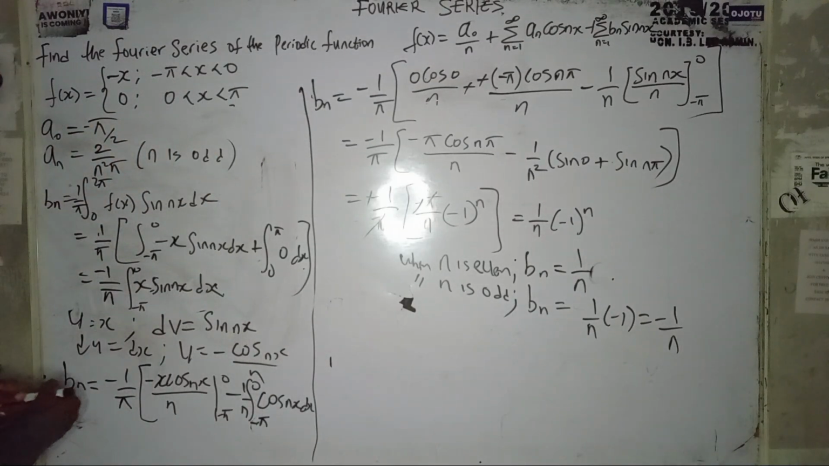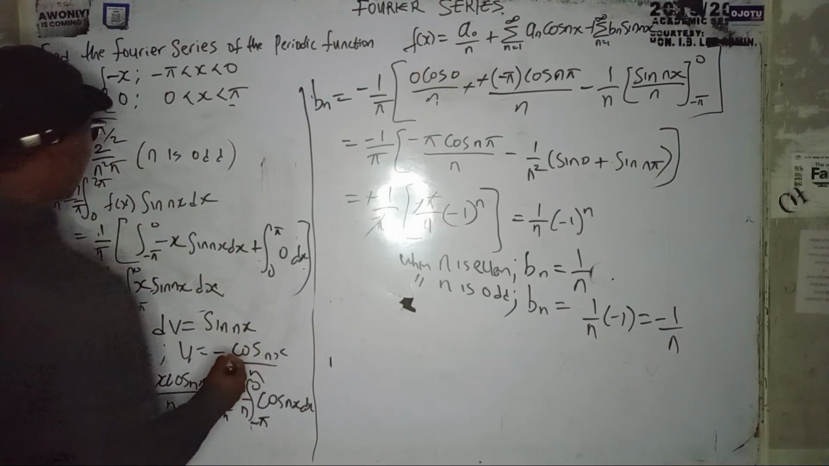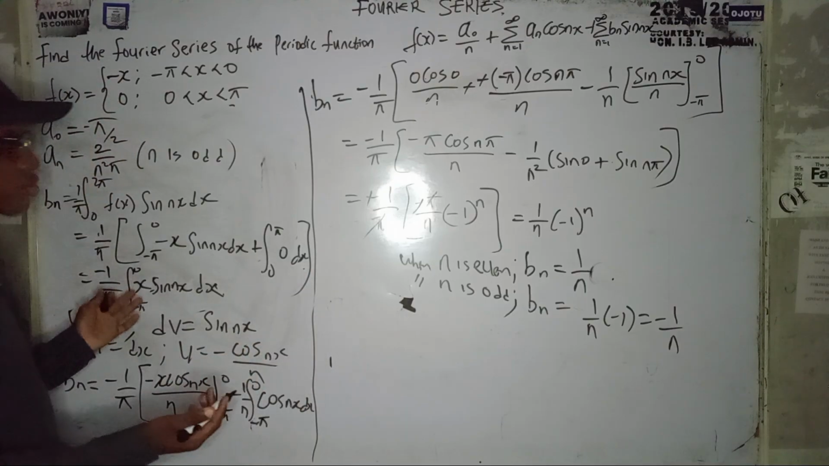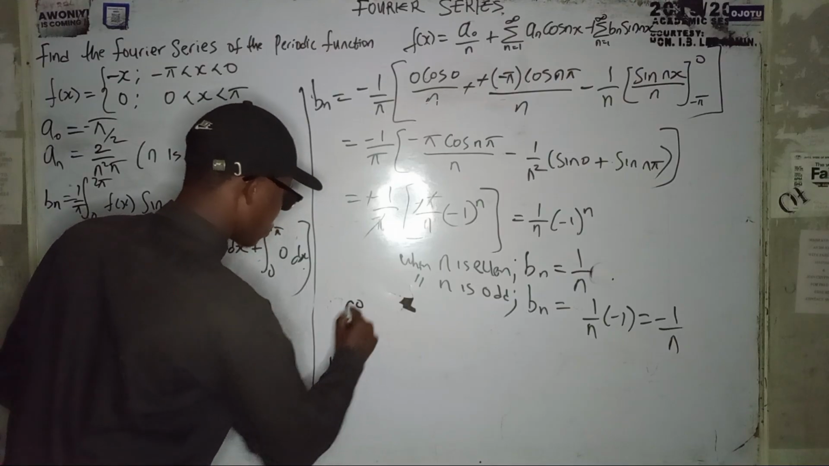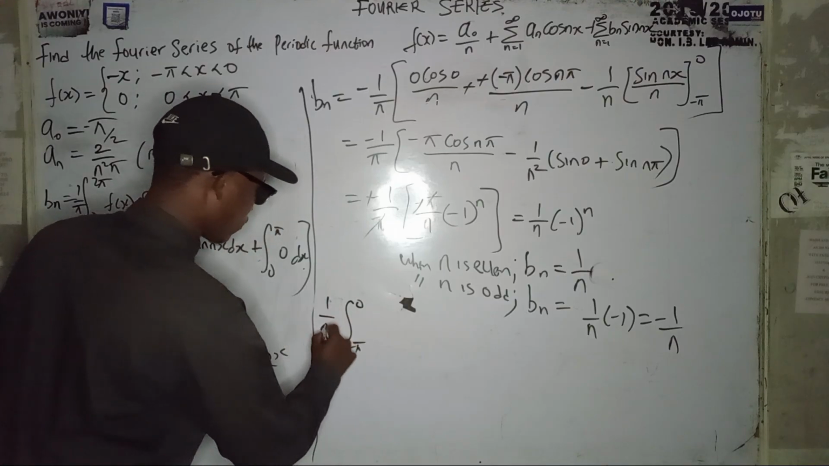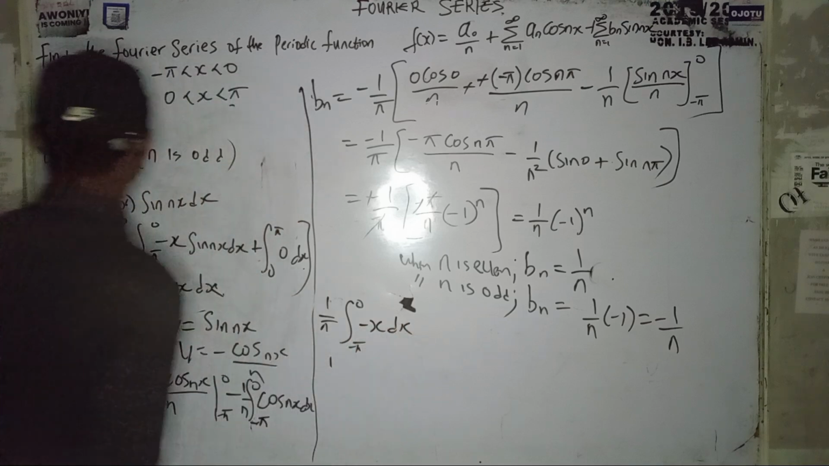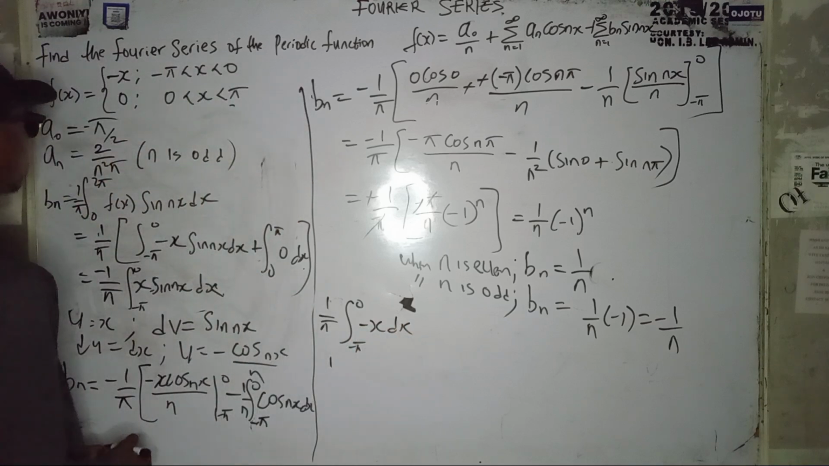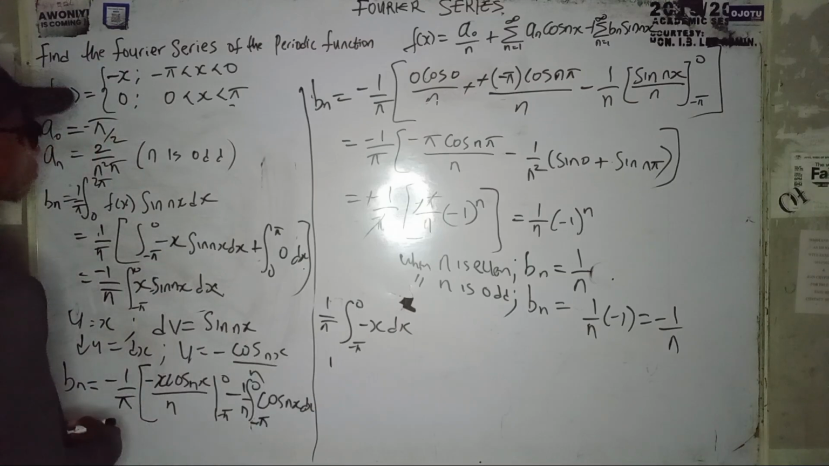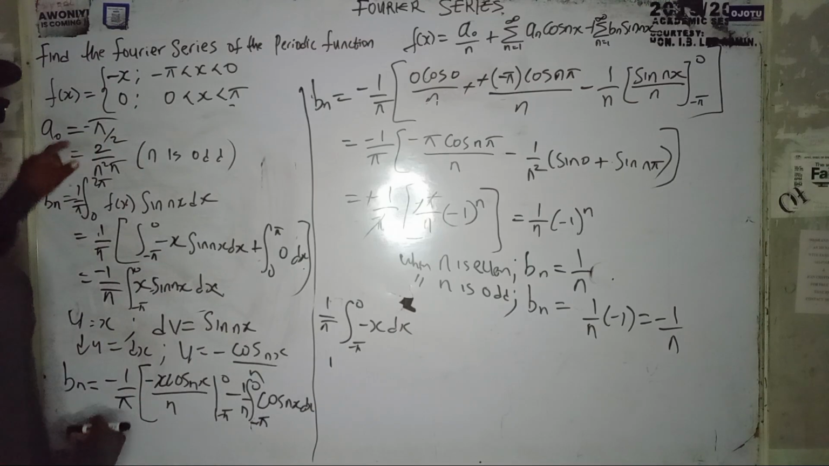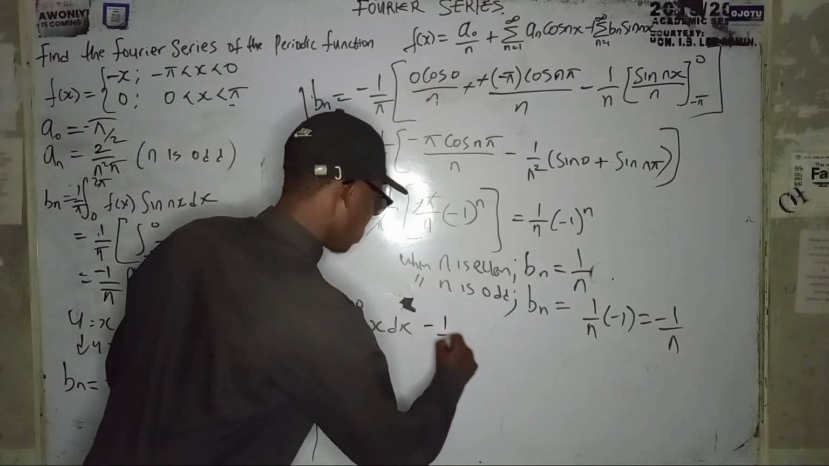Our a naught, how did we get it? Just to revise, we got our a naught by integrating just this value, because the 0 cancelled out there. So we just integrate for a naught from minus pi to 0. We have 1 over pi of minus x dx. That is how we got it for our a naught.